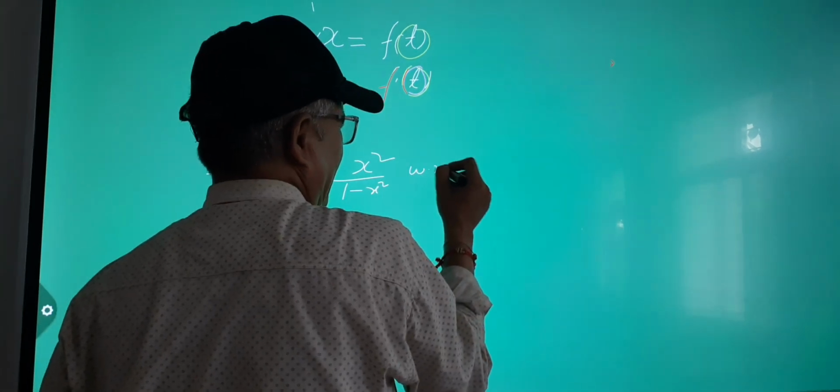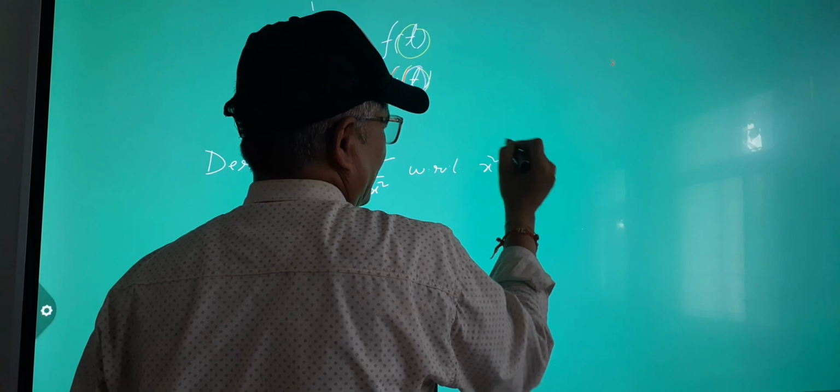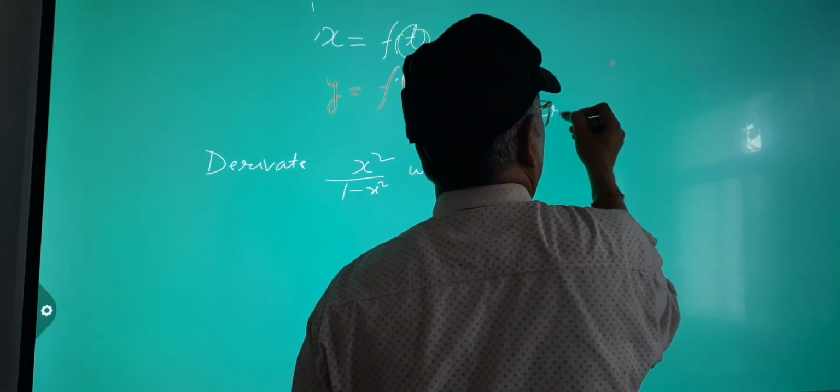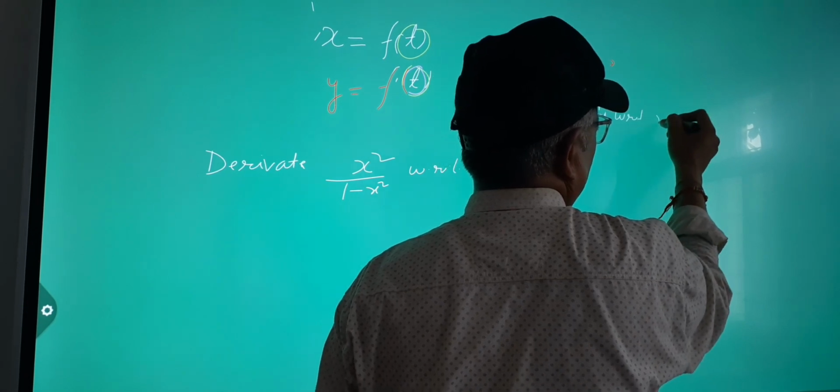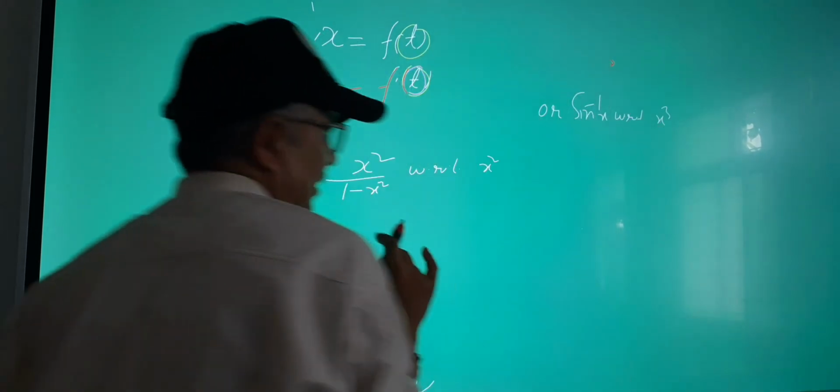Next one is that is differentiate और डेरिवेटिव कुछ भी लिखना है. Derivate x square upon 1 minus x square with respect to x square, or sin inverse x with respect to x cube. Two questions, मेथड फॉर बोथ इज सेम.